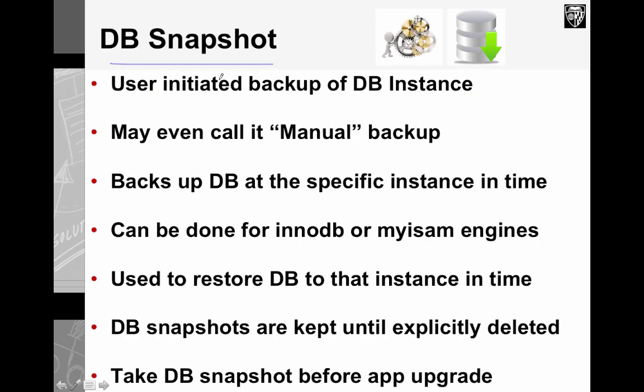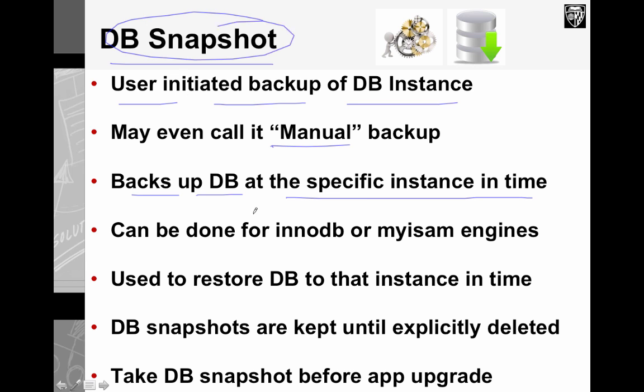DB snapshot. A DB snapshot is a user-initiated backup of a database instance. It's like a backup, except it's the user that's initiating the backup, so you can even call it a manual backup. It backs up the database at a specific instance in time. You can run the DB snapshot anytime you want. This can be done for InnoDB or the MyISAM engines. It's used to restore the database to that instance in time. Whenever you took the backup, whatever the time it was, that would be the time to which you can restore. That's how DB snapshots work.